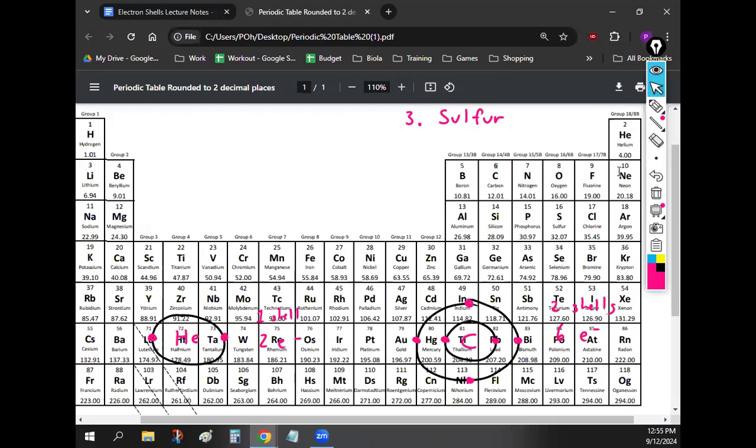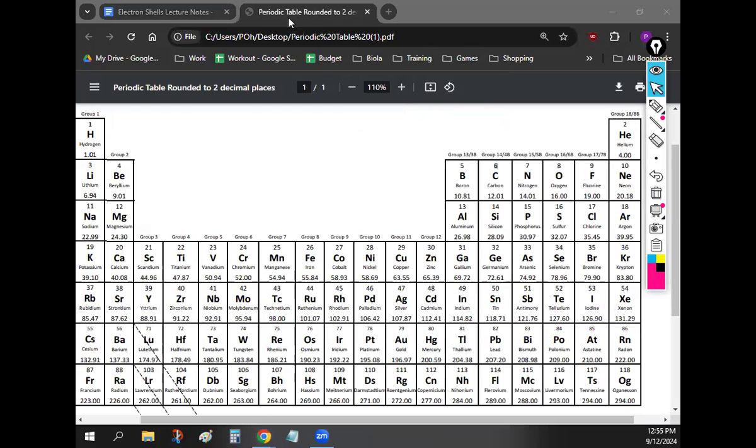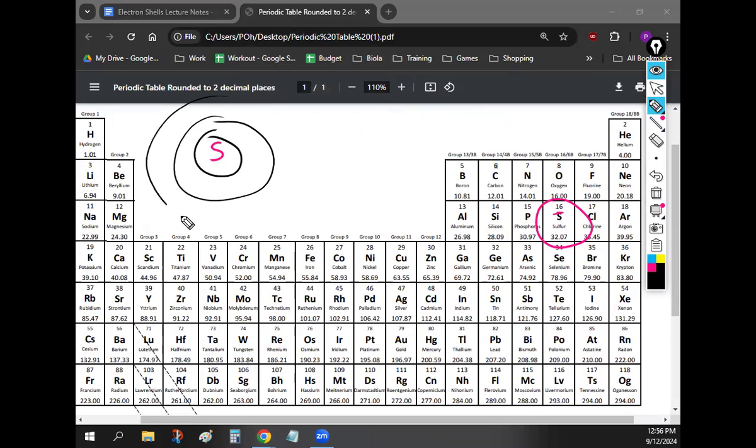Okay, so we are looking at sulfur. How many shells does sulfur have? 3, yeah, and it has 16 electrons. Good. So sulfur is going to have 3 shells. So 1, 2, and 3. And there are 16 electrons.